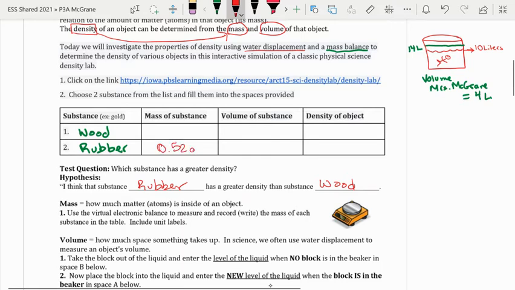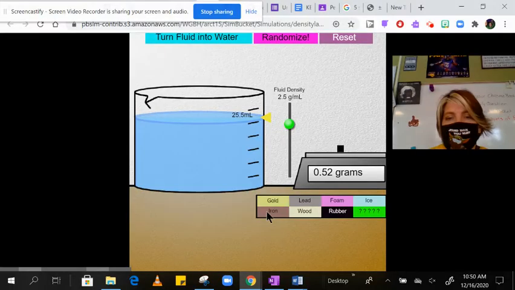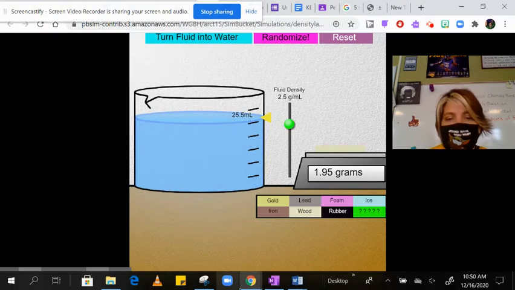Don't forget the unit labels because we need those when we are figuring out our unit for density. Okay, and then I think my other one was wood. So let me change it to wood. 1.95 grams.